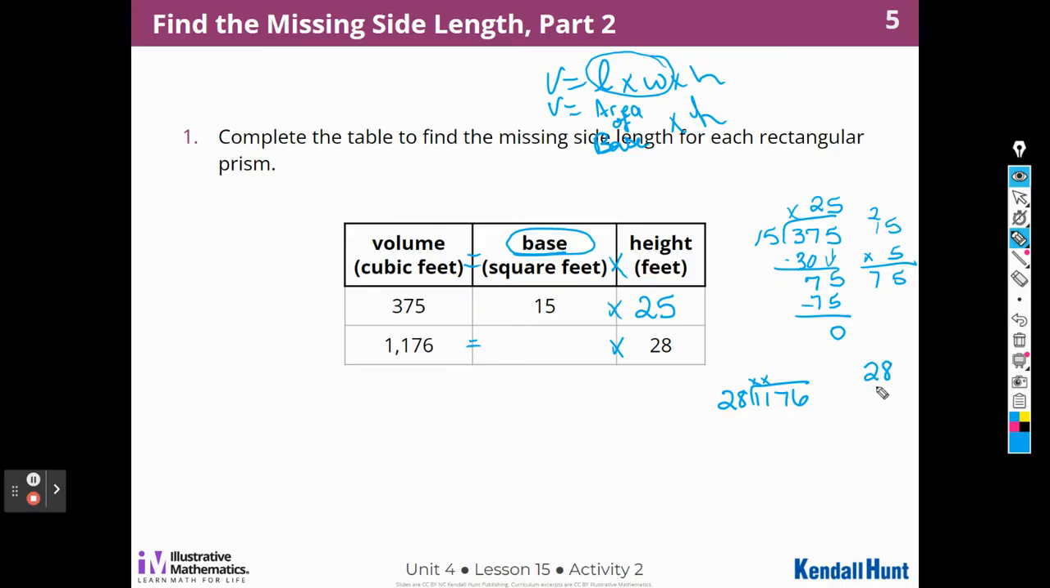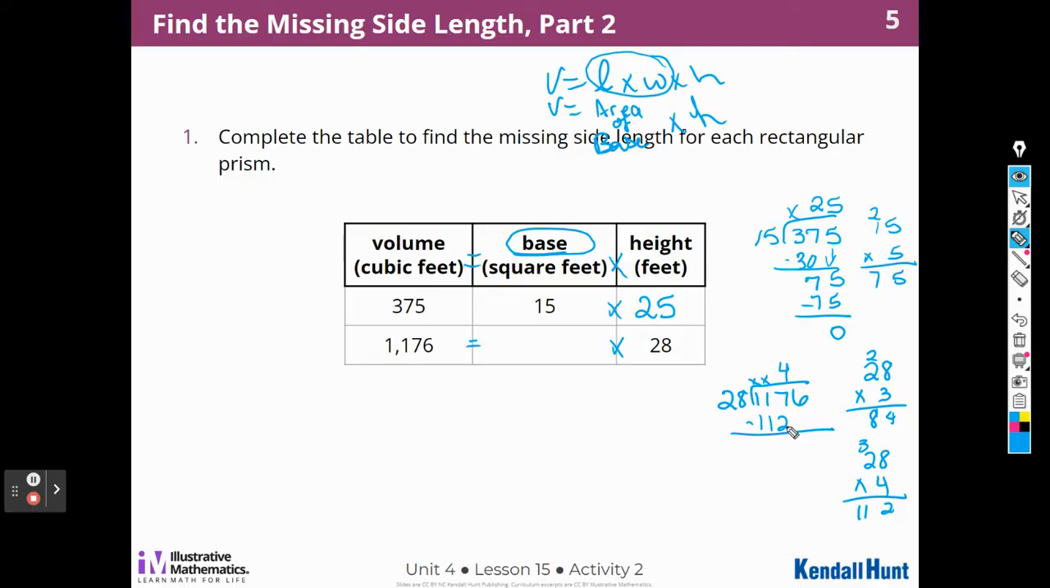Let's do 28 times 3. 3 times 8 is 24. 3 times 2 is 6, 7, 8. That's 84. I think it might be a little bit bigger than that. So let's try 28 times 4. 4 times 8 is 32. 4 times 2 is 8, 9, 10, 11. Okay, that gets me much closer, right? So 4 times 28 is 112.